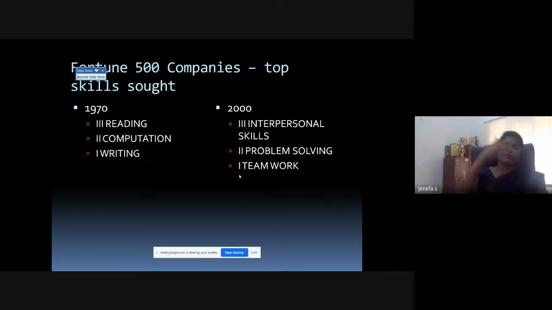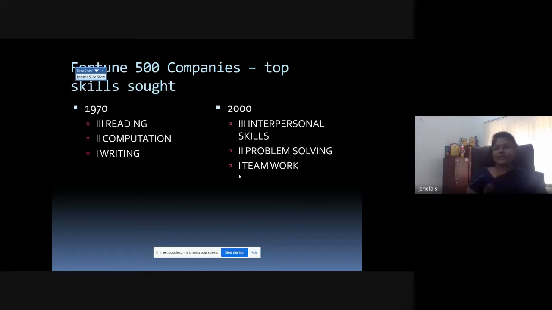Okay, that's the highest form of communication, right? In 2000, in the millennial era, the situation is entirely different. So the third most preferred skill by the employers is interpersonal skills. People skills matter a lot, right? So that's the top three. The second is problem solving skill.